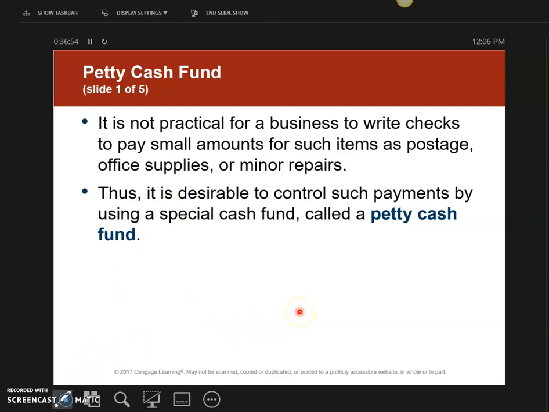We're going to finish the last component of Chapter 7. It's called the Petty Cash Fund. And as you can tell, I only have 5 slides up here. So this will be short, but it will be very spot on if you pay attention.